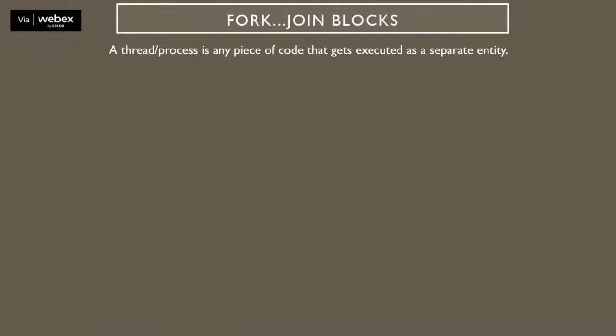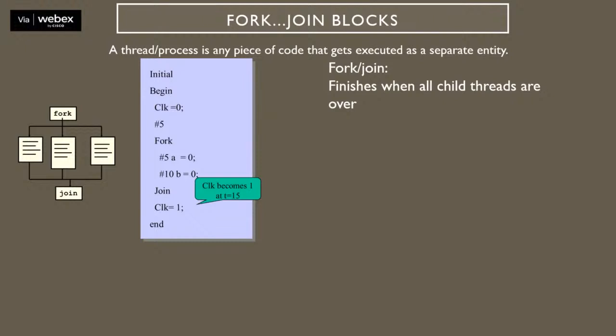Then the next feature in System Verilog is the ways in which we can create threads. Unlike in Verilog, where you mainly have fork join, here you have 2 more. These threads are processes, a piece of code that can be executed as a separate entity.